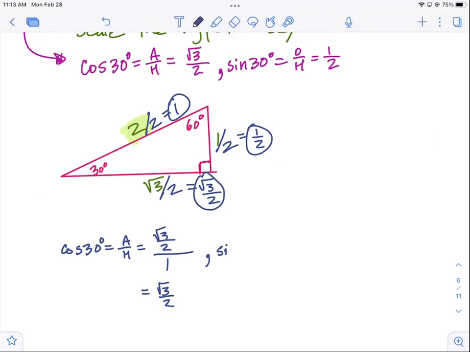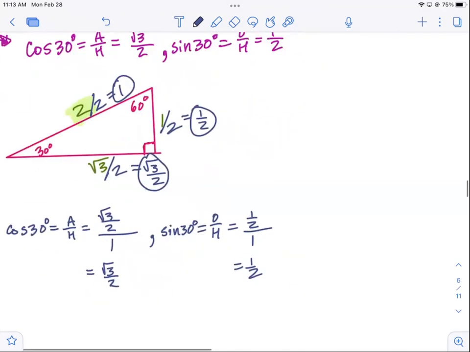Okay. Anyway, let's do sine of 30 degrees instead of cosine of 30 degrees. Well, that's opposite over hypotenuse. Guess what sine of 30 degrees is? 1/2 over 1, which is 1/2. That's the same thing we got up above.